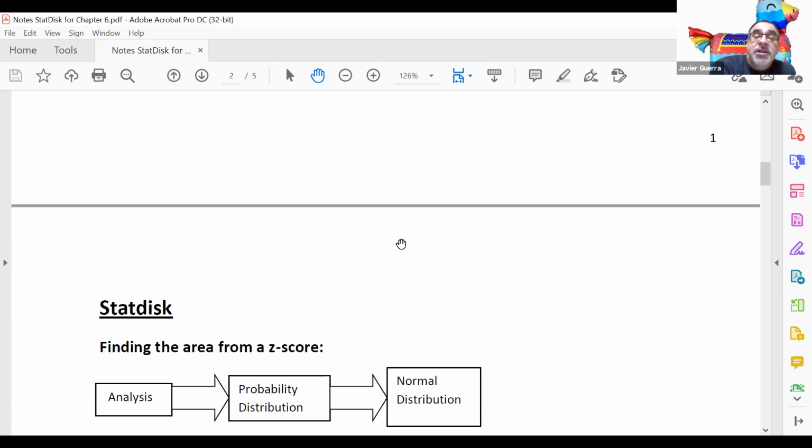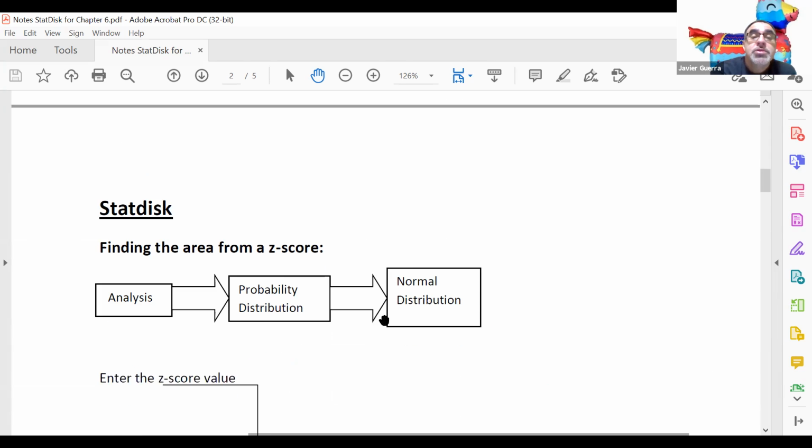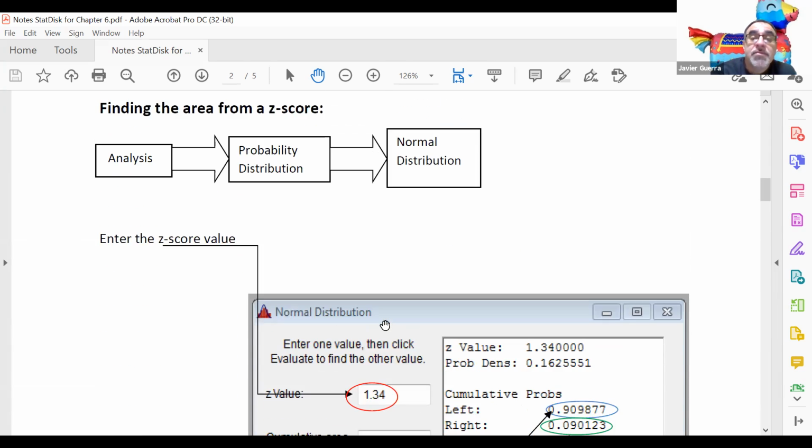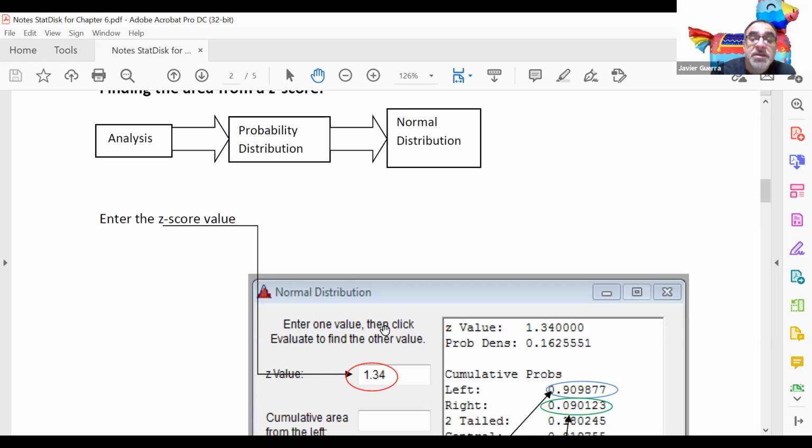The second page will show you how to use StatDisk. And I think it looks the same as it does on this handout. If you go to StatDisk and you upload the online version, it should look exactly like that, I think. I don't remember. It's been a long while.